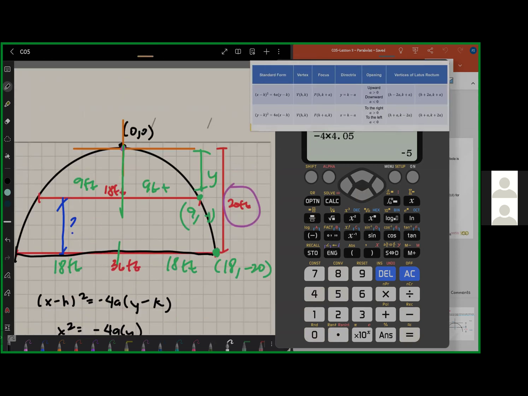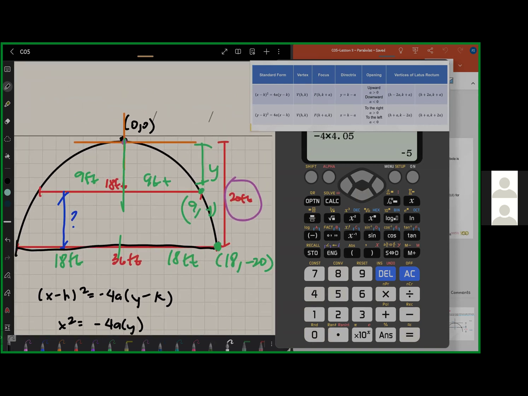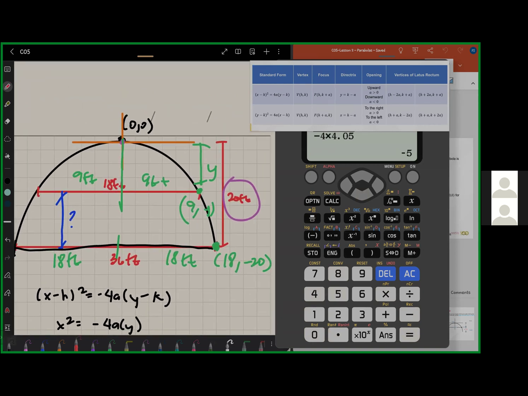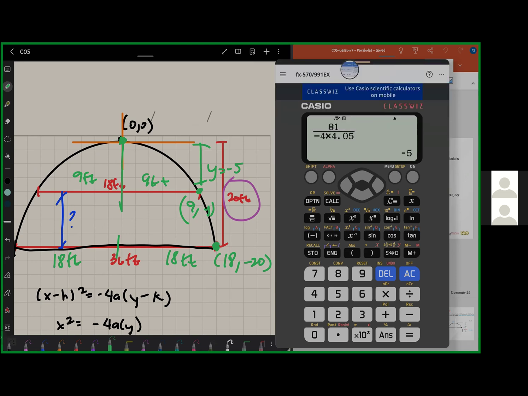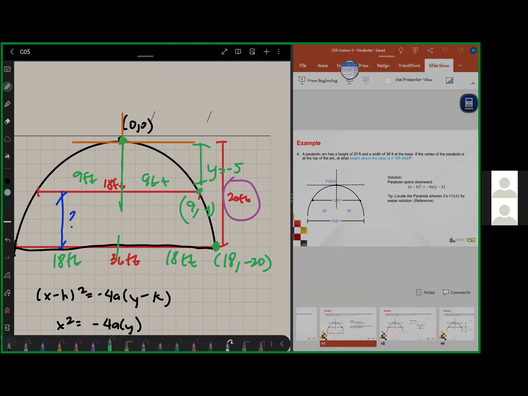However, this is not yet the final answer to our height, no? So again, the y that we find here is negative 5. It is equal to negative 5, or simply, the length from this vertex towards this point. However, we are looking for the height. According to our problem, at what height above the base? This 18 foot 5. This is our base. This is the base of our parabola.